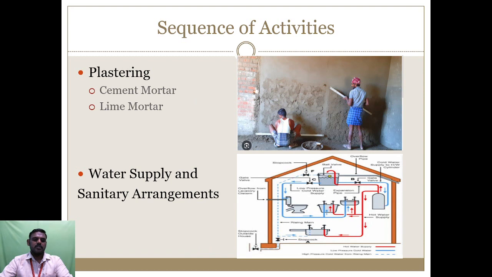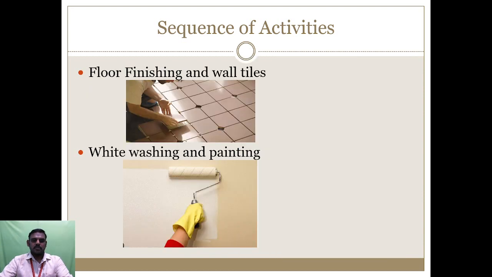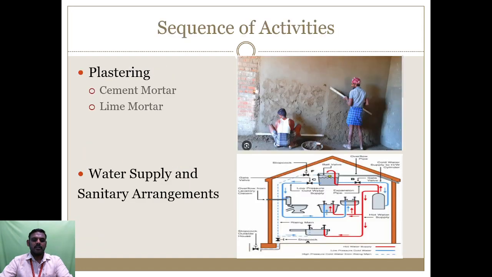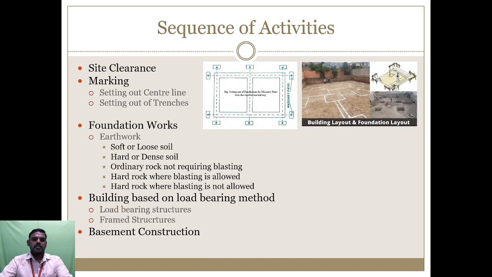Then plastering works, water supply and sanitary arrangements, floor finishing and wall tiles, whitewashing and painting. Okay. These are the headings we are going to discuss. Right. Sequence of activities. We are doing first site clearance.